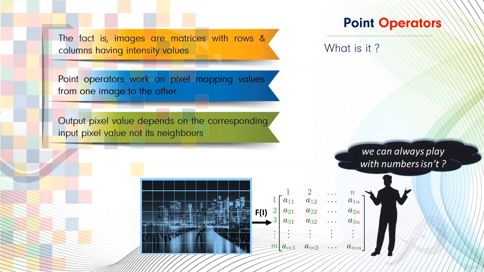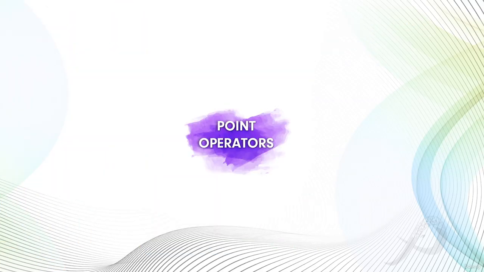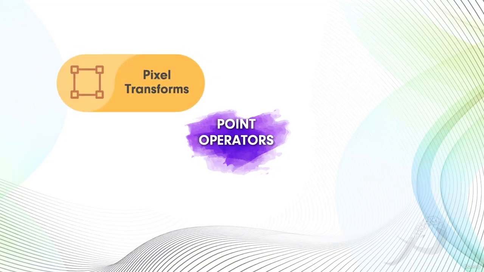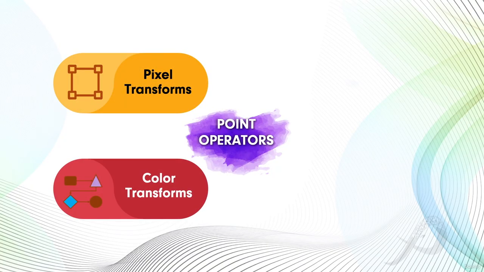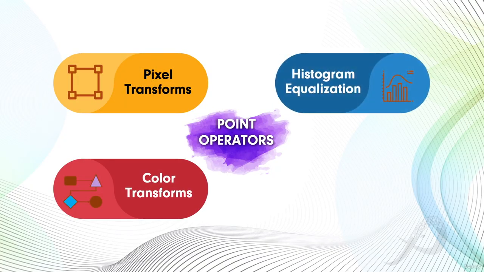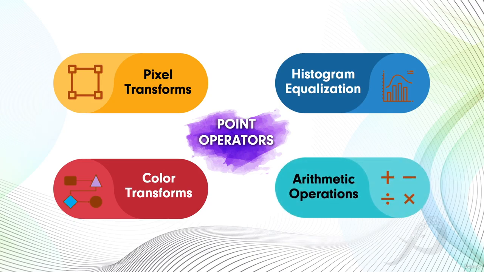So this means we can always play around with the numbers in an image. Point operators don't consider neighborhood values. The different operations present in the point operator are pixel transform, color transform, histogram equalization, and arithmetic operations.